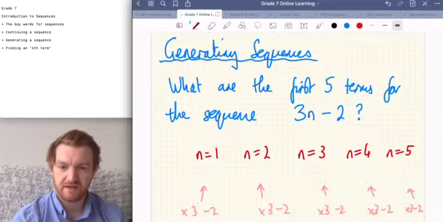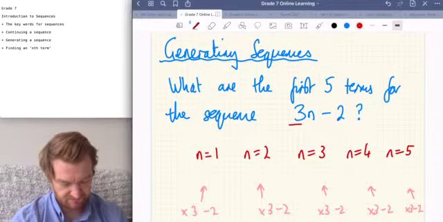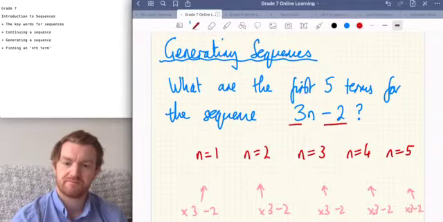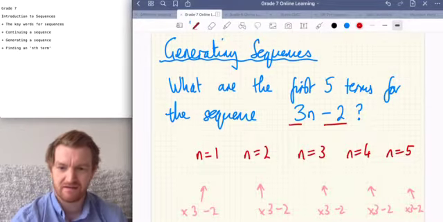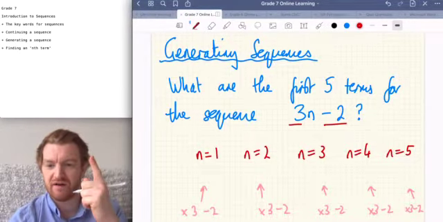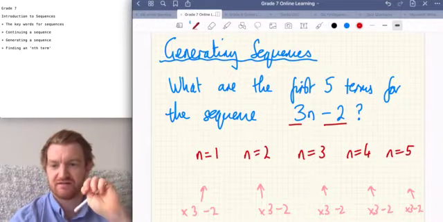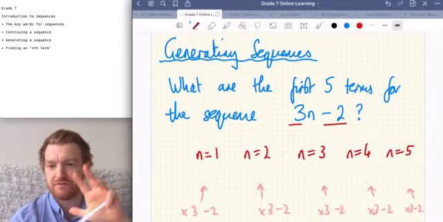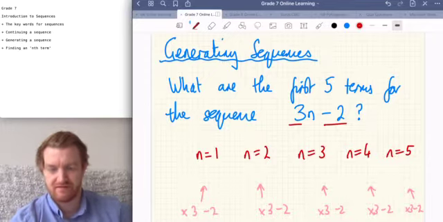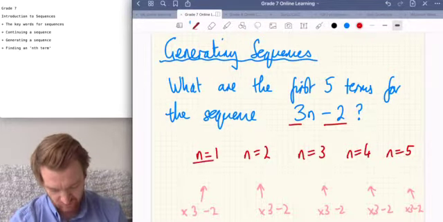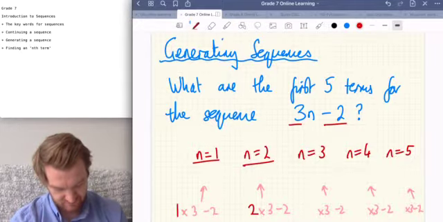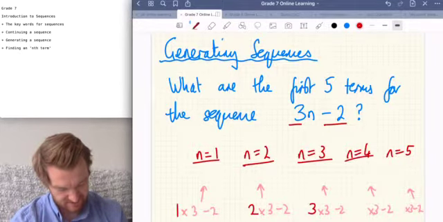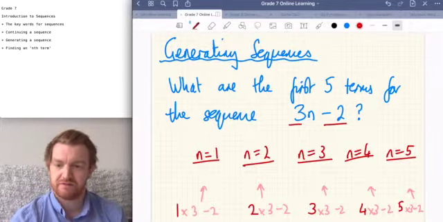Or we could say that we're going to do times 3 minus 2. But what are we going to multiply by 3? We're going to multiply n. N is 1 for the first number, 2 for the second, 3 for the third, 4 for the fourth, and 5 for the fifth. So the first one, n is 1. N is 2. N is 3. N is 4. And n is 5. So we do that multiplication.